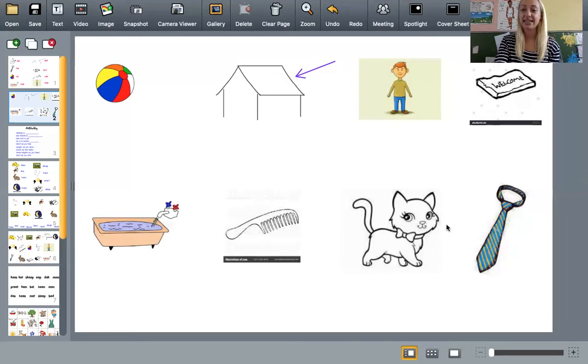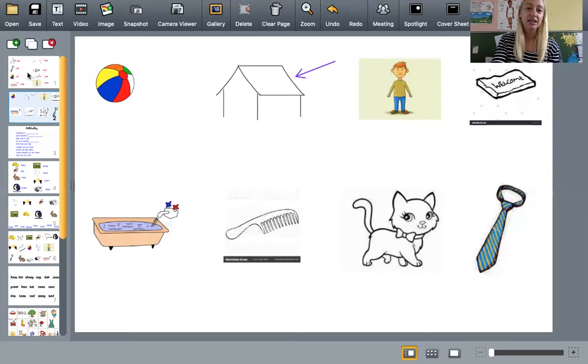Good, we're nearly done. A cat, in Afrikaans says kat, k, a, t, kat. And then the last one is the tie. Hopefully you remembered this one. In Afrikaans we say das, d, a, s, das. Okay, so you have written all 8 words down on your paper. Hopefully you got the spelling right.